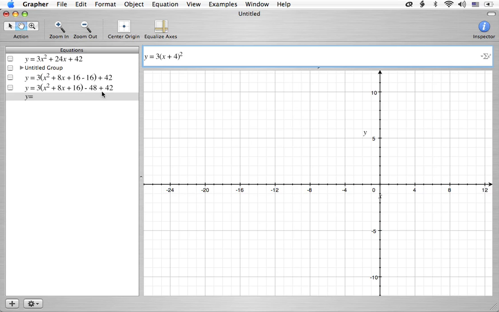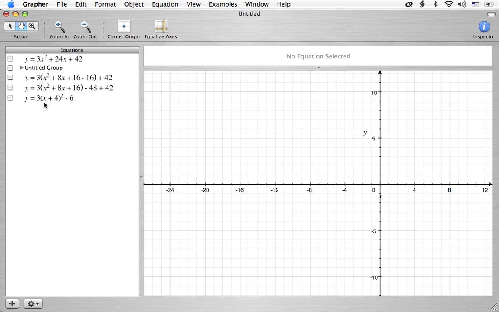Now the remaining two terms, negative 48 plus 42, we're going to put those together and simplify it, and what we're going to get is minus 6. Okay? And that's it. That's our completed form. Again, we're not interested in the graph of that at this point. We're going to try to graph it by hand.